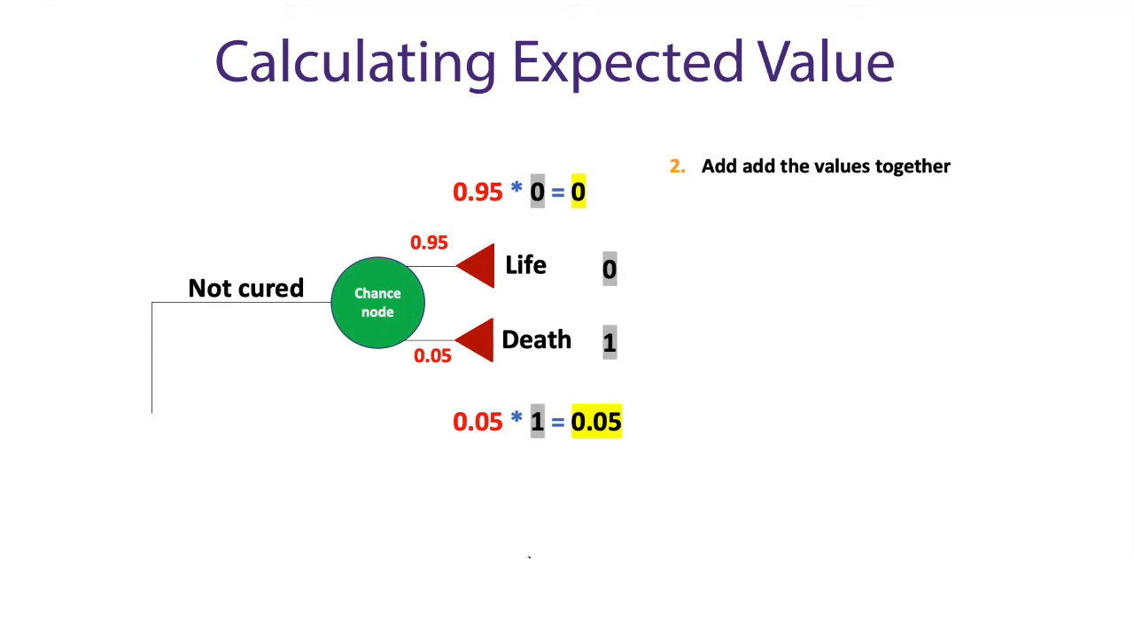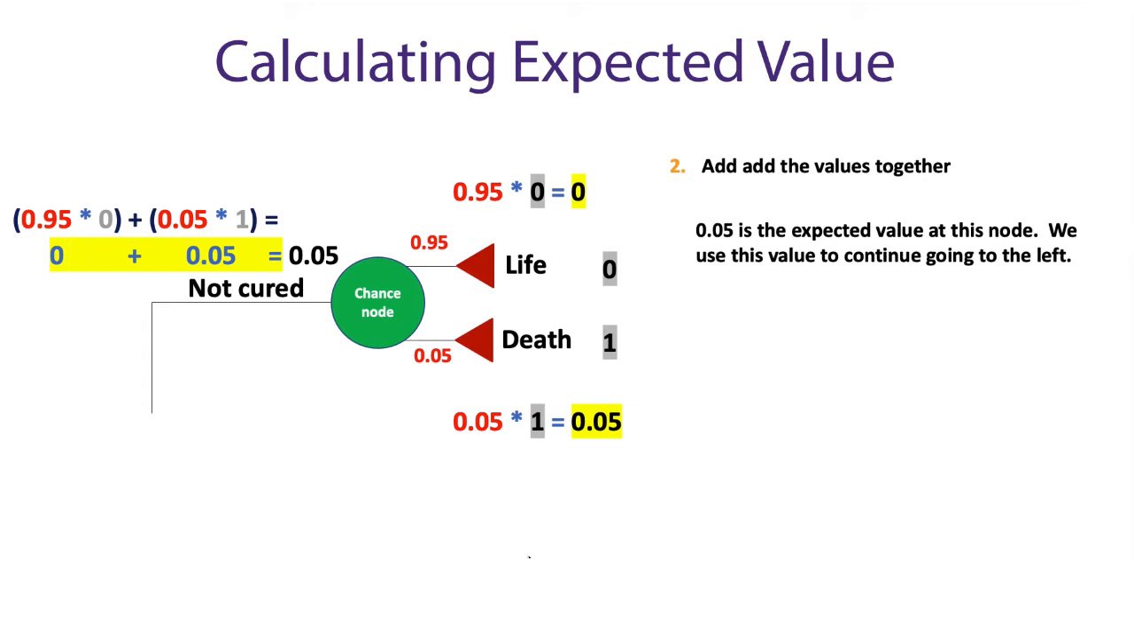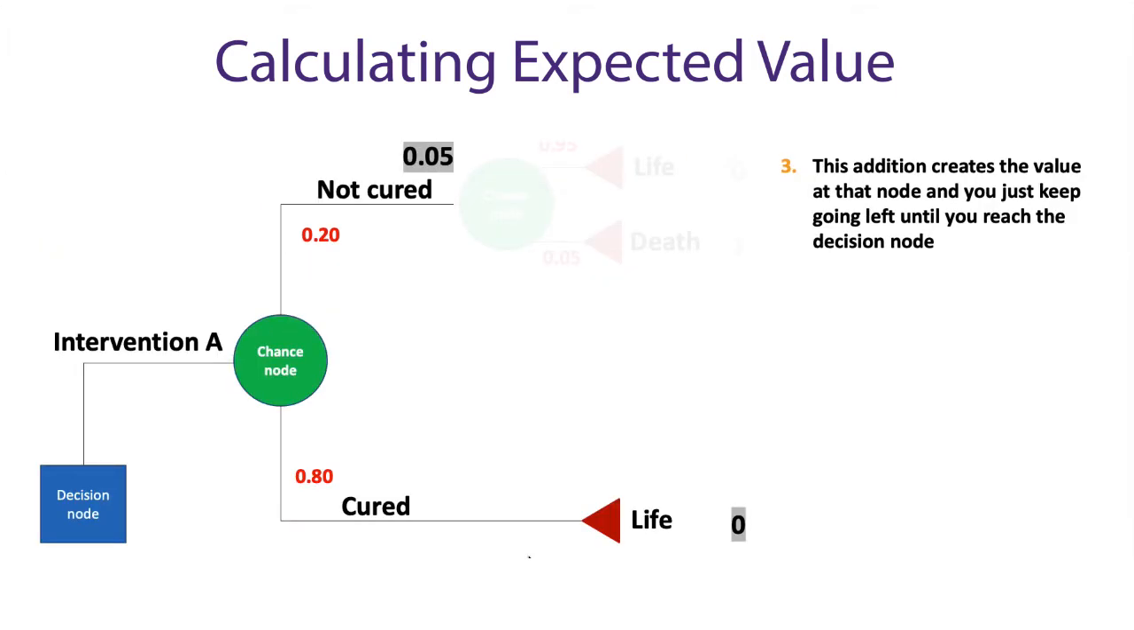Next, you add these two values together. So you have 0 plus the 0.05, and you get the value of 0.05. This tells you that the expected value at this node is 0.05. And we use this value to continue moving to the left. Now we look at the next node and we calculate its expected value.